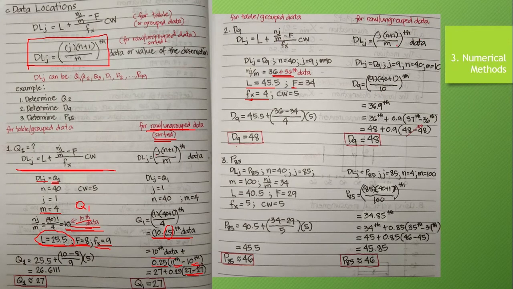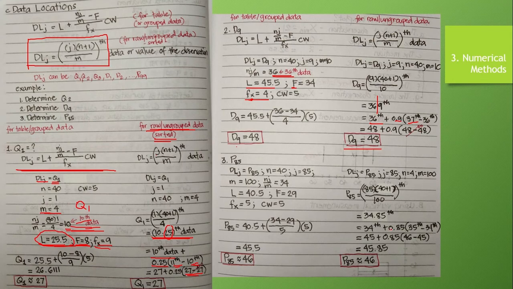For raw data or ungrouped data, same, you only need to get j, n, and m. So 9 times the quantity 40 plus 1 divided by 10 is 36.9. Then again, separate these two, 36 and the 0.9. So you have the 36th data plus 0.9 times the 37th minus the 36th data. Remember that if there is a decimal, you will get the next, so if this is 36, we add 37. Our 37th data is 48, our 36th data is 48. Since the difference is 0, 0.9 multiplied by 0 is 0, so our D sub 9 is 48. So they have the same values.